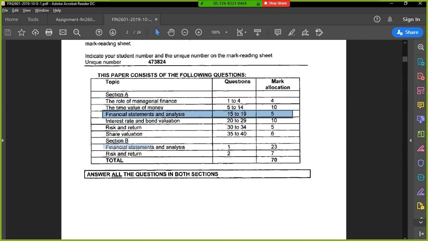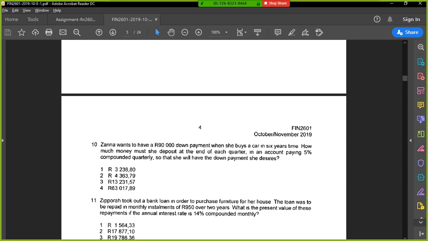And then there's a long question here as well that we can also look at. They've given you long questions that you'll actually have to write instead of just choosing an option. So I'm going to start with 15 to 19. Let's see what we've got here.